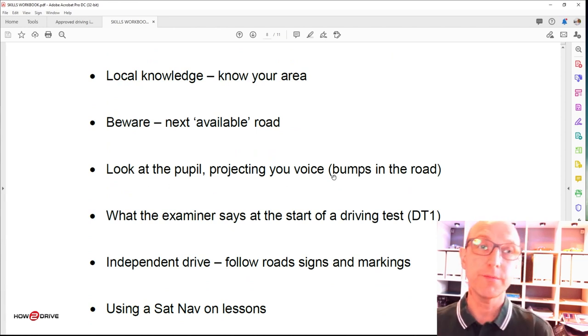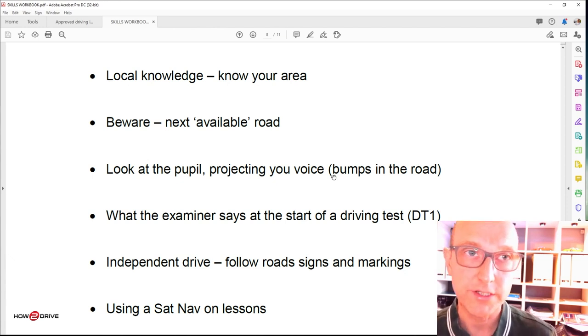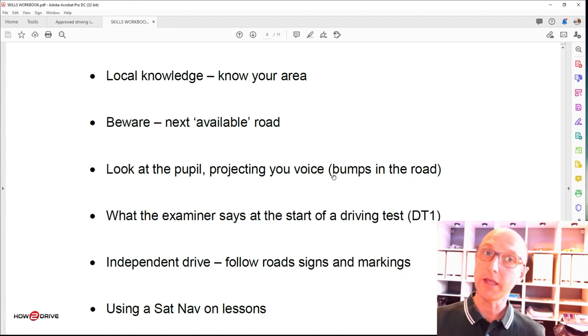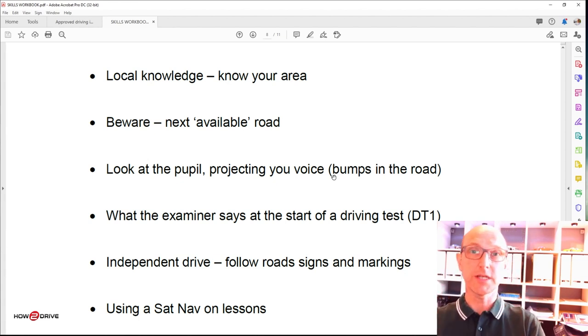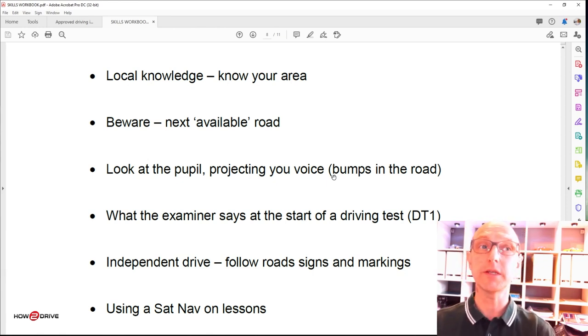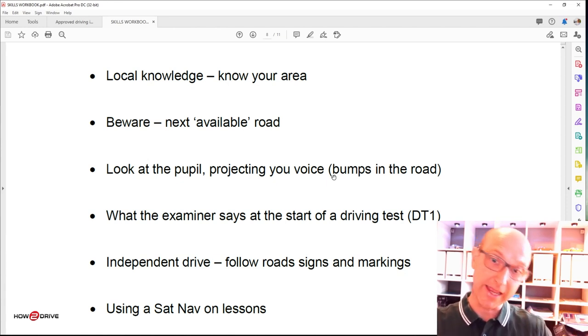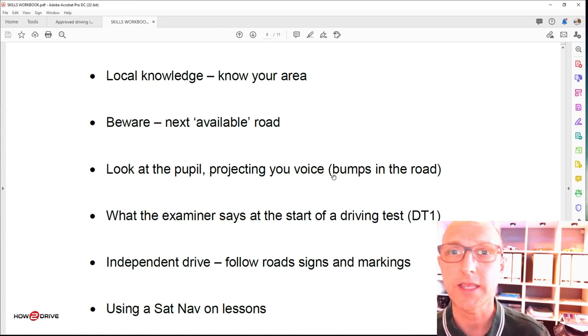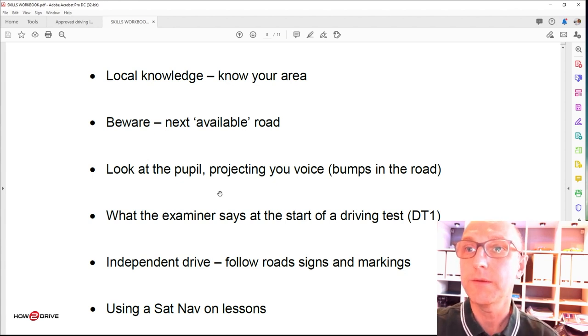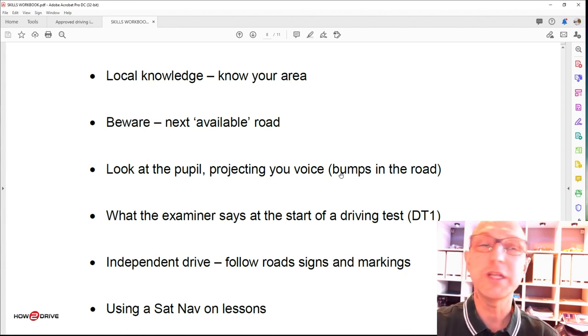Projecting your voice, look at the pupil. So when you're giving the direction, what I would do is turn my head, look at them and say, okay, Howard, at the roundabout, turn left. So my voice is projected towards them so they can hear it. And also, because I'm looking at them, I can keep looking at them, see if they check those mirrors, look at their eyes, hands, feet, as well as taking my looks to be aware of my surroundings as well. Okay, good.